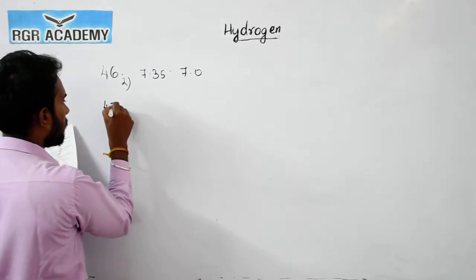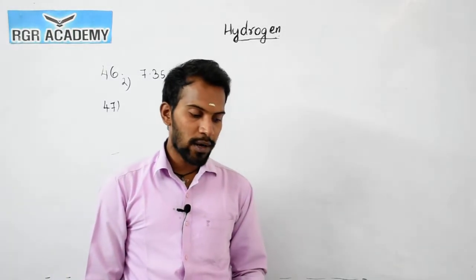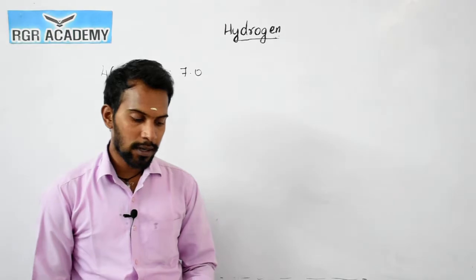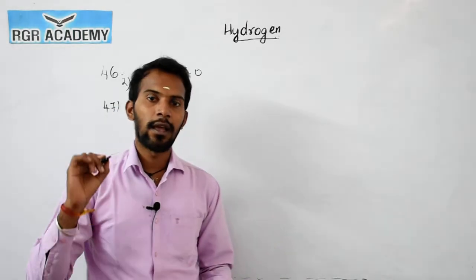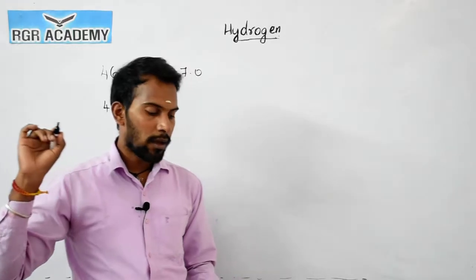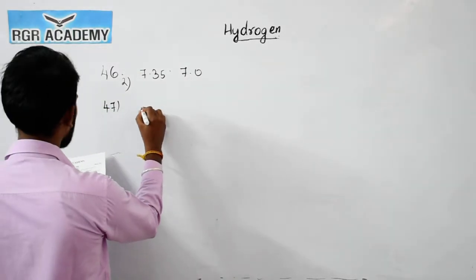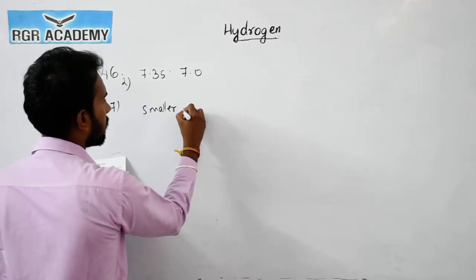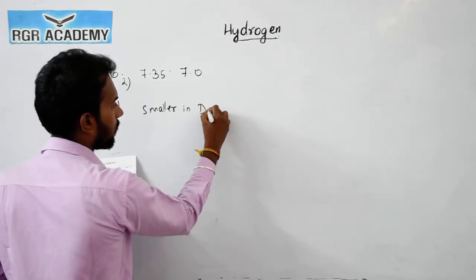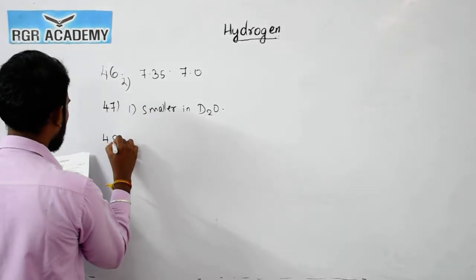Now question number 47. An ionic compound dissolves simultaneously in heavy water and simple water, its solubility. For an ionic compound, the solubility is smaller in heavy water, that one is D2O. So the option is 1.